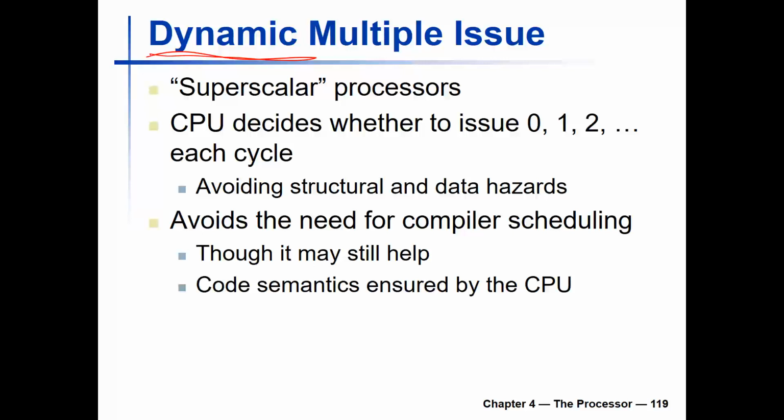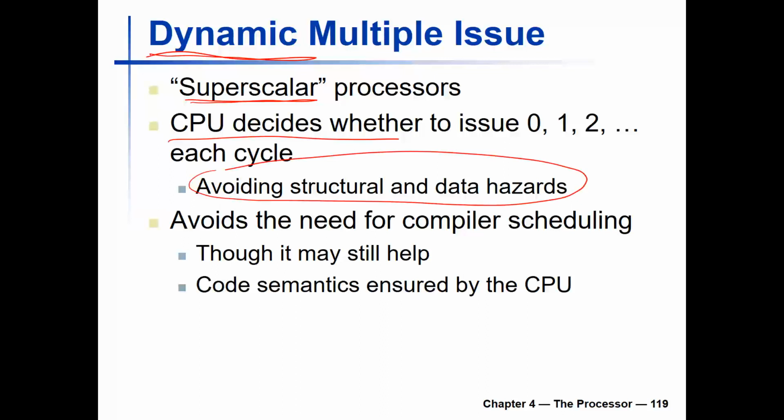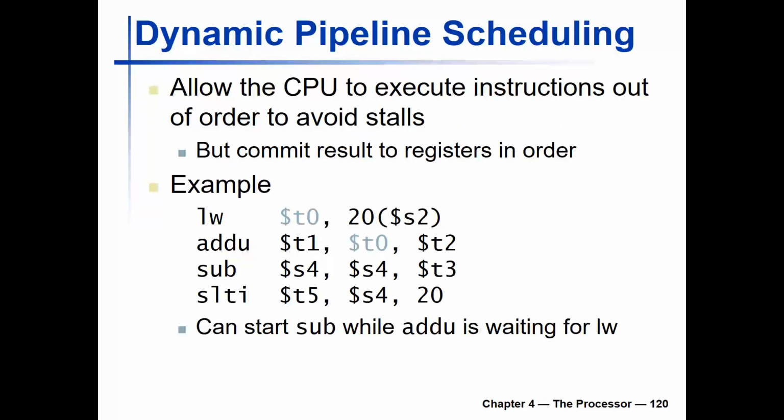And this is what people like to call superscalar processors, as opposed to the VLIW processor or static multiple issue processors. The CPU here decides whether to issue 0, 1, 2, or 3 instructions, and all of it is governed to avoid structural and data hazards. The compiler can help, but the main work is done by the CPU.